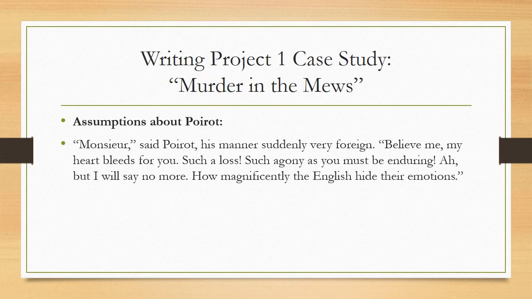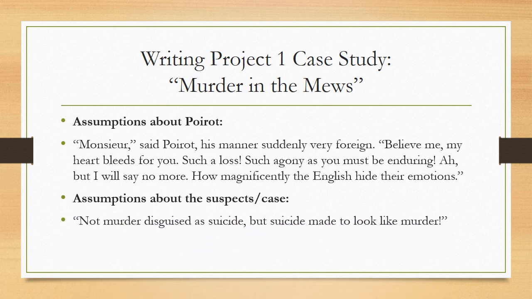So this is really just review of what we discussed last time, but we're seeing yet another example of it here. Also, there's the assumptions about the suspects or the case. In this instance, it has to do more with the circumstances of the murder, although there's some stuff with the suspects too. And at the end of the story, the twist we learn is that it's not murder disguised as suicide, but suicide made to look like murder, says Chief Inspector Japp, who is one of my favorite characters in all of the Hercule Poirot stories. He shows up many times.